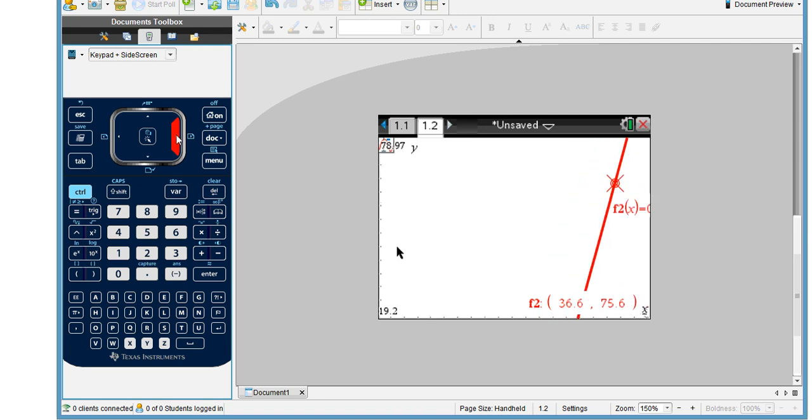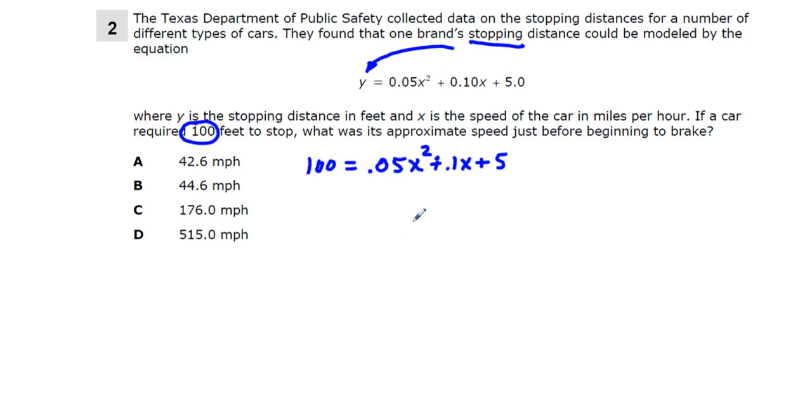I know it's a lot of, so we come up here. So 100. So I'm seeing 42.6. So x equals about 42.6, and that's going to be answer choice A, the best answer.